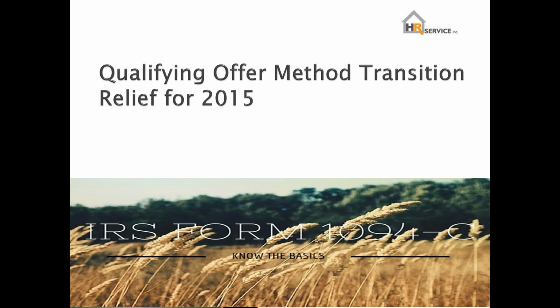To be eligible to use the qualifying offer method transition relief, you must certify that you made a qualifying offer for one or more months of the calendar year in 2015 to at least 95% of your full-time employees. If an employer reports using this method, it must not complete Form 1095-C, Part 2, line 15, for any month for which the qualifying offer is made or for which qualifying offer method transition relief applies.